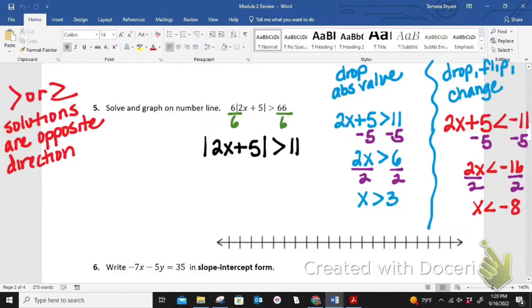So when we graph this on the number line, so let's say 0 is here in the middle. Okay, so the 3, 1, 2, 3, open circle, greater than 3. So solutions that are greater than 3 or less than negative 8. So 1, 2, 3, 4, 5, 6, 7, 8, open circle. This would be your negative 8. That is your graph.